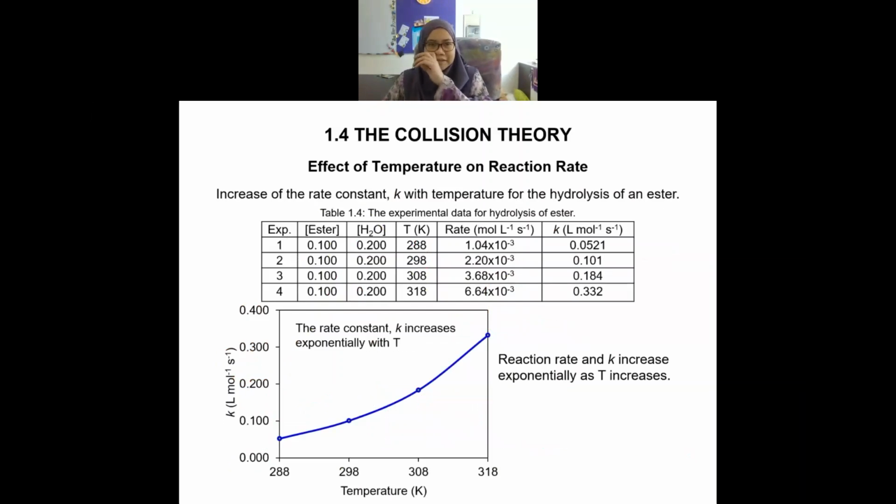Okay, alright. So now, yeah, so far we have the relationship between temperature and reaction rate.